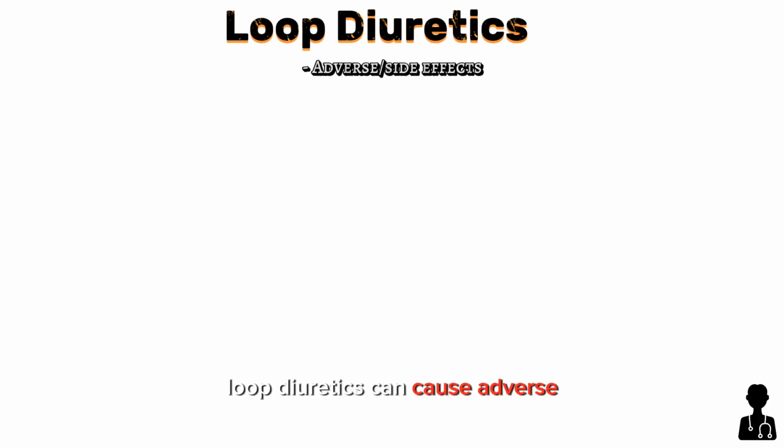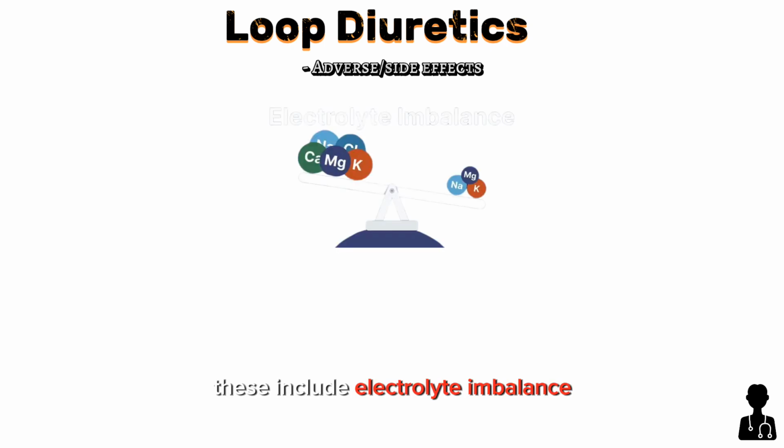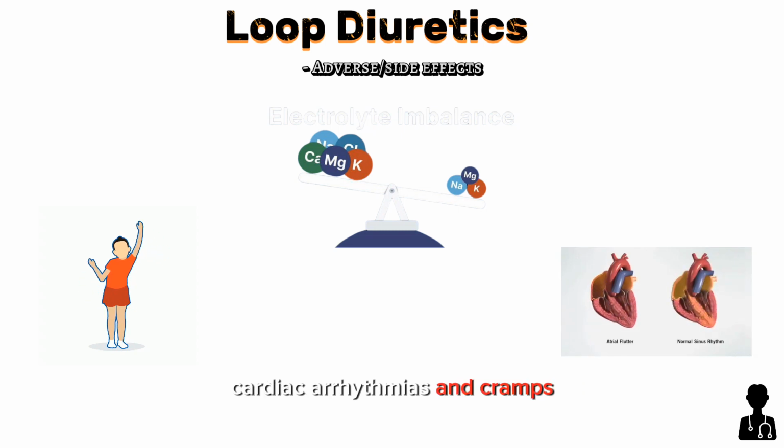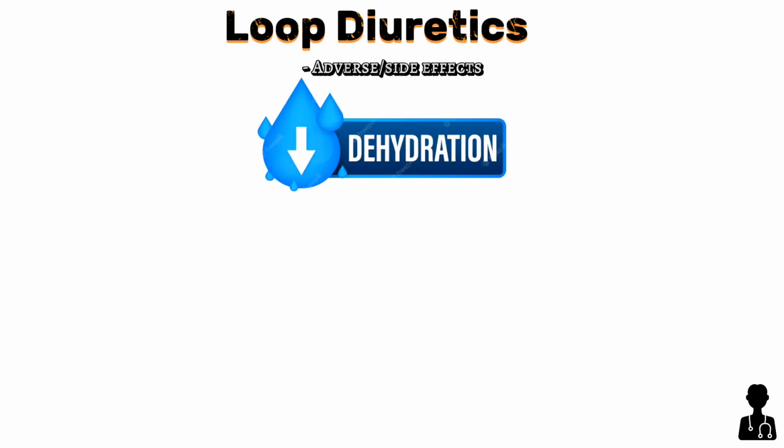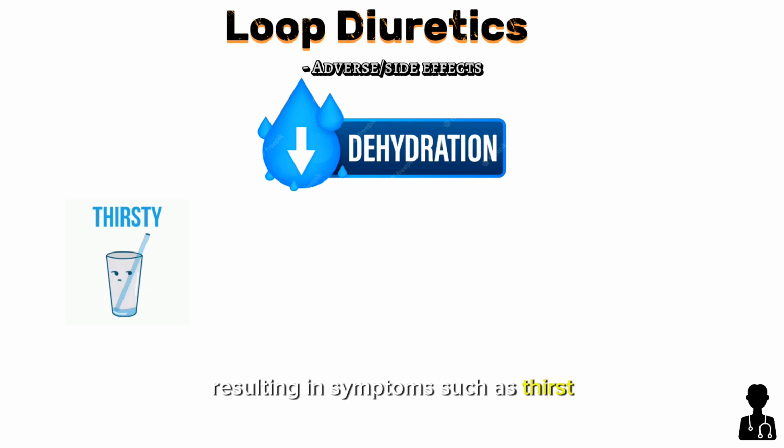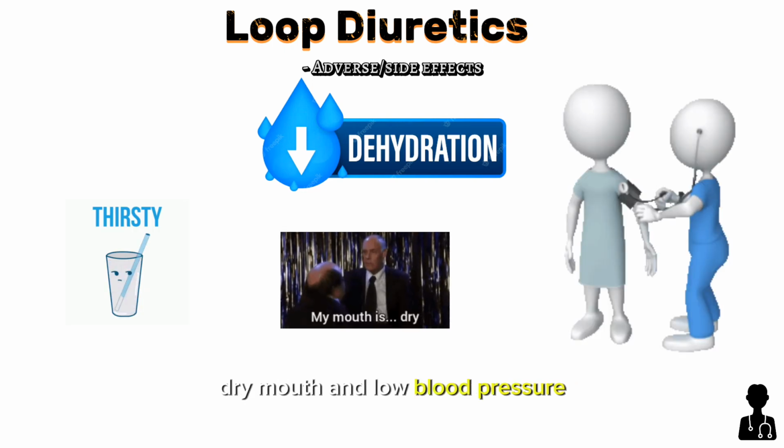Loop diuretics can cause adverse effects that should be closely monitored. These include electrolyte imbalance. These drugs can lead to imbalances in potassium, sodium, and magnesium, potentially causing muscle weakness, cardiac arrhythmias, and cramps. Dehydration. Excessive diuresis may lead to dehydration, resulting in symptoms such as thirst, dry mouth, and low blood pressure.